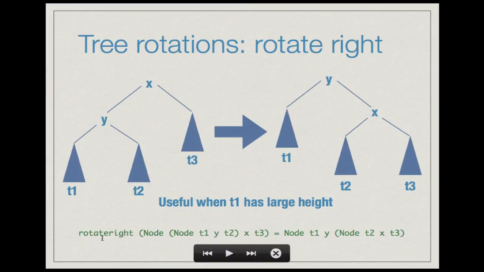The rotate right operation can be implemented in Haskell as follows. Rotate right of node t1 y t2, we just state this pattern here, x, which is the root, t3, which is the right subtree, equals, we just write the pattern for this tree. Node t1, which is the left subtree, y, which is the root, and node t2 x t3, which is the right subtree.